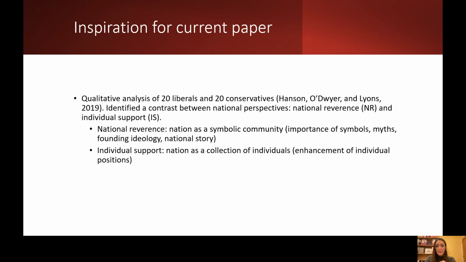On the conservative side, a perspective that we have termed national reverence, or NR, reflected a regard for the nation as a symbolic community. So in this community, it was important to revere the symbols, the founding myths, the perceived ideology, and the sacred texts of the country. On the liberal side, a perspective that we've called individual support instead sees the nation as a collection of individuals. Now, this perspective held that the realization of the individual's potential, which was key, can only be achieved through greater equality.